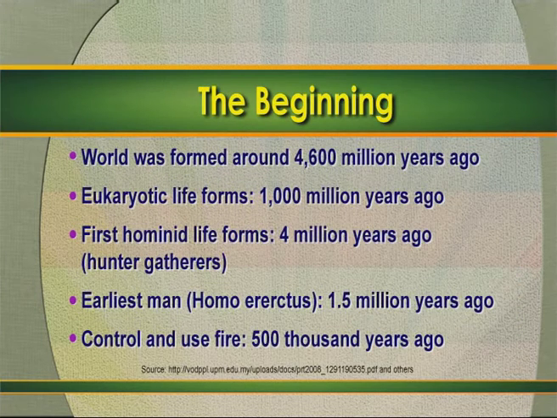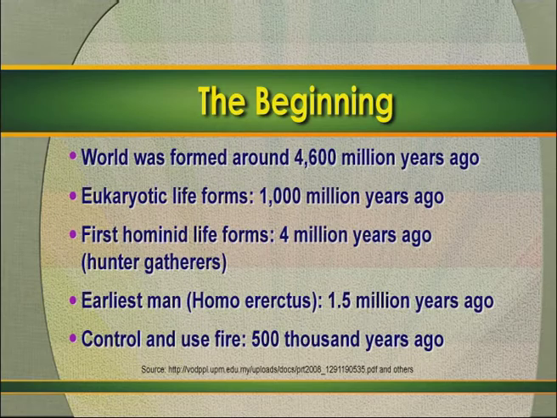Now, how did agriculture evolve? The world started around 4,600 million years ago. The first eukaryotic life forms were formed 1,000 million years ago. Eukaryotic life forms means organisms having cells which contain a nucleus and other organelles covered by membranes.